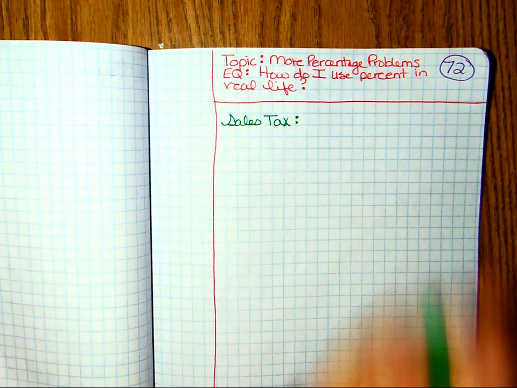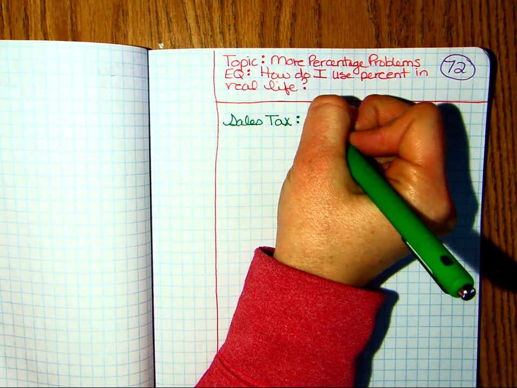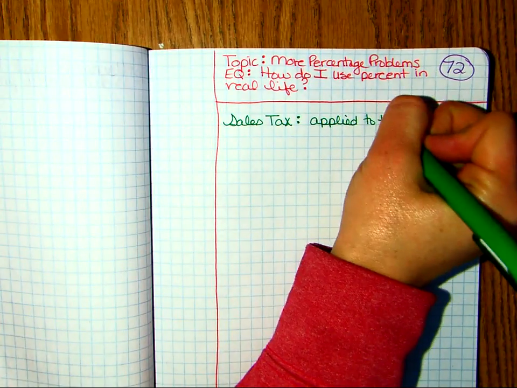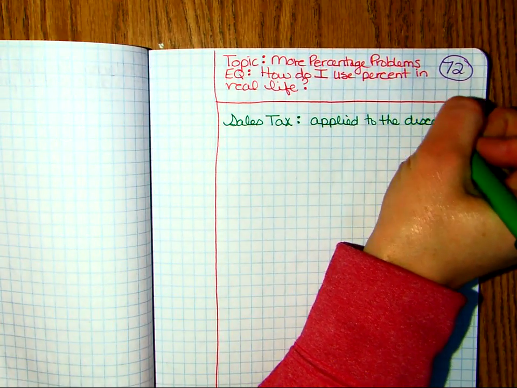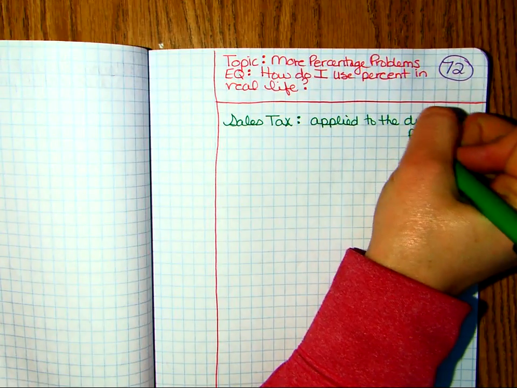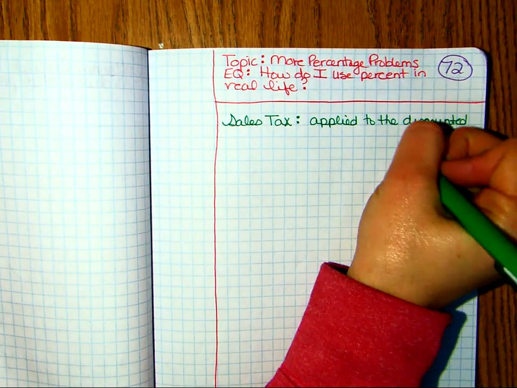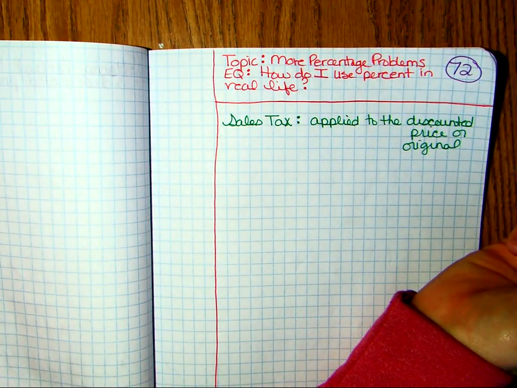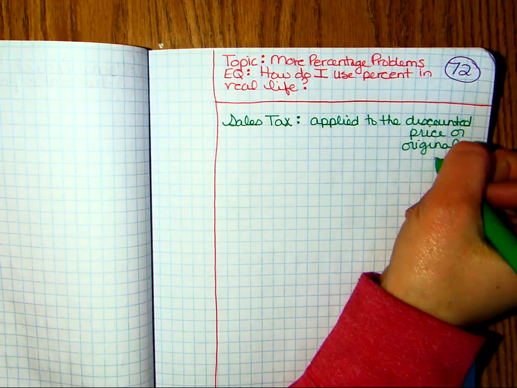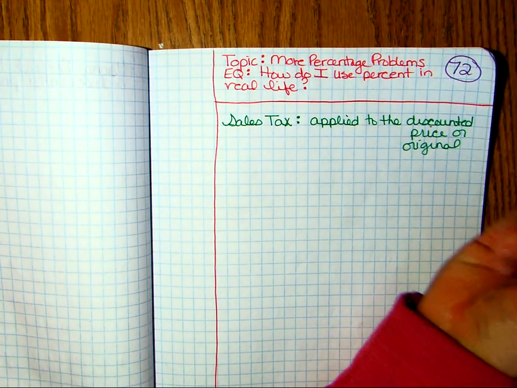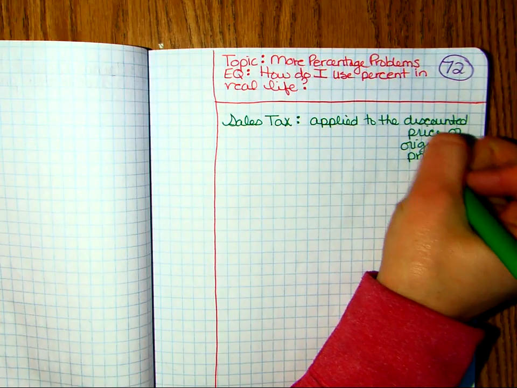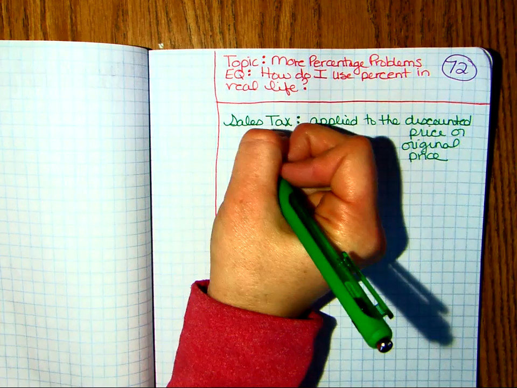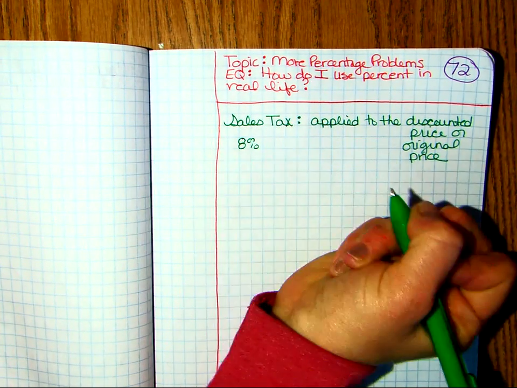And we spoke about this yesterday in class, that sales tax is added to the discounted or sales price or original price, depending on if there is a discount or not. If there's no discount, you would just apply the sales tax directly to the original price. If there is a discount, you'd figure out the discount first, and then you would apply it to the original price. In the state of California where we live, we use 8% to be our base for sales tax.